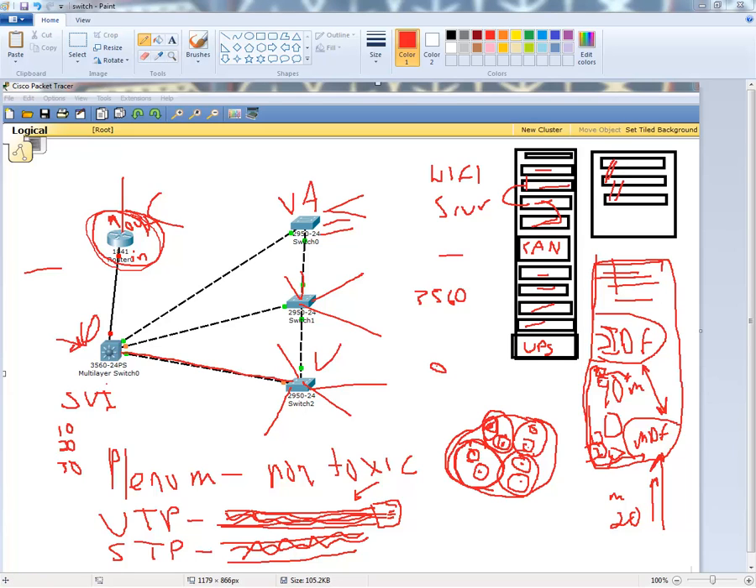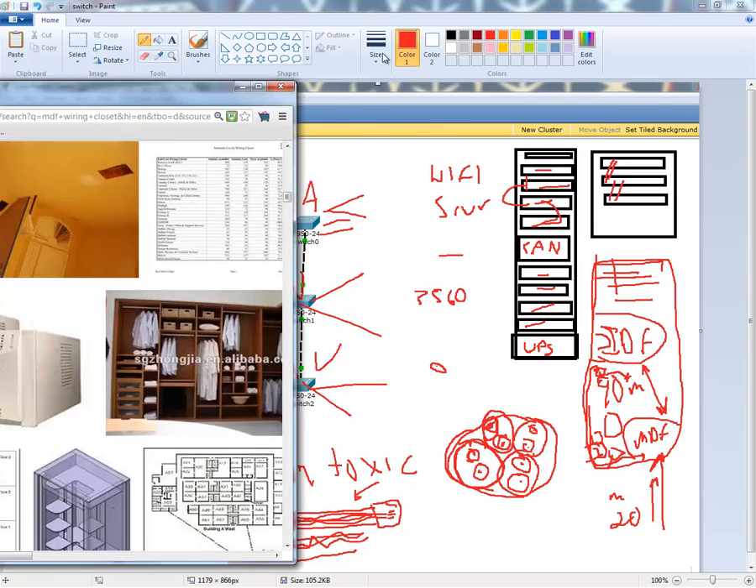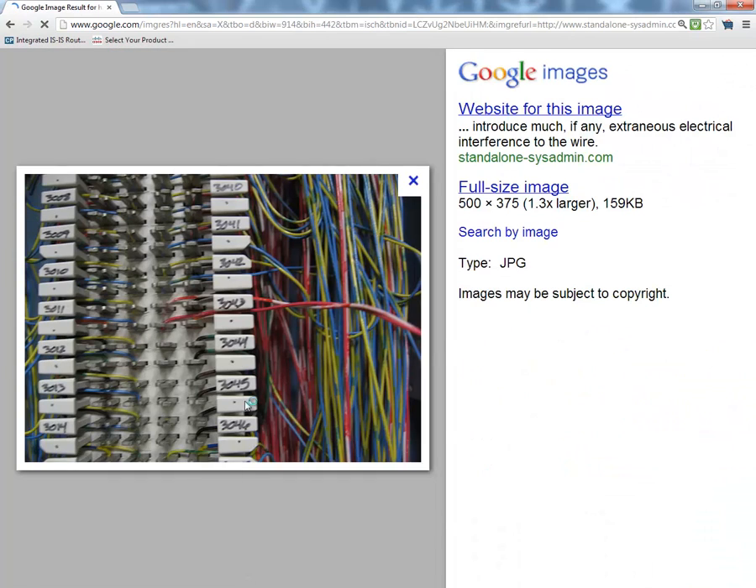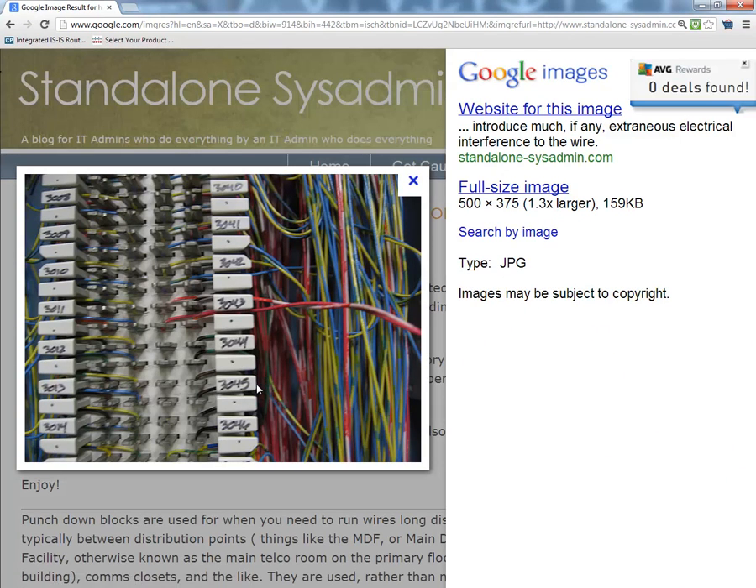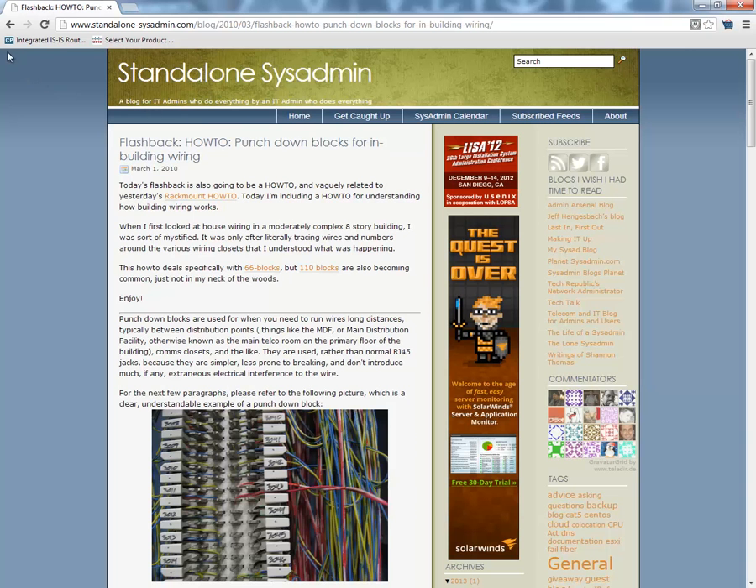But I don't see... actually, I was looking for a really good picture of... actually, let me do images. Oh, here's a patch panel right here. This is the patch panel. I think this is a punch down, but I think this is for analog voice, because there's only two cables coming in. So this would be how it would do. You'd punch it down. This is actually kind of a bad picture because it's not exactly what I was looking for.